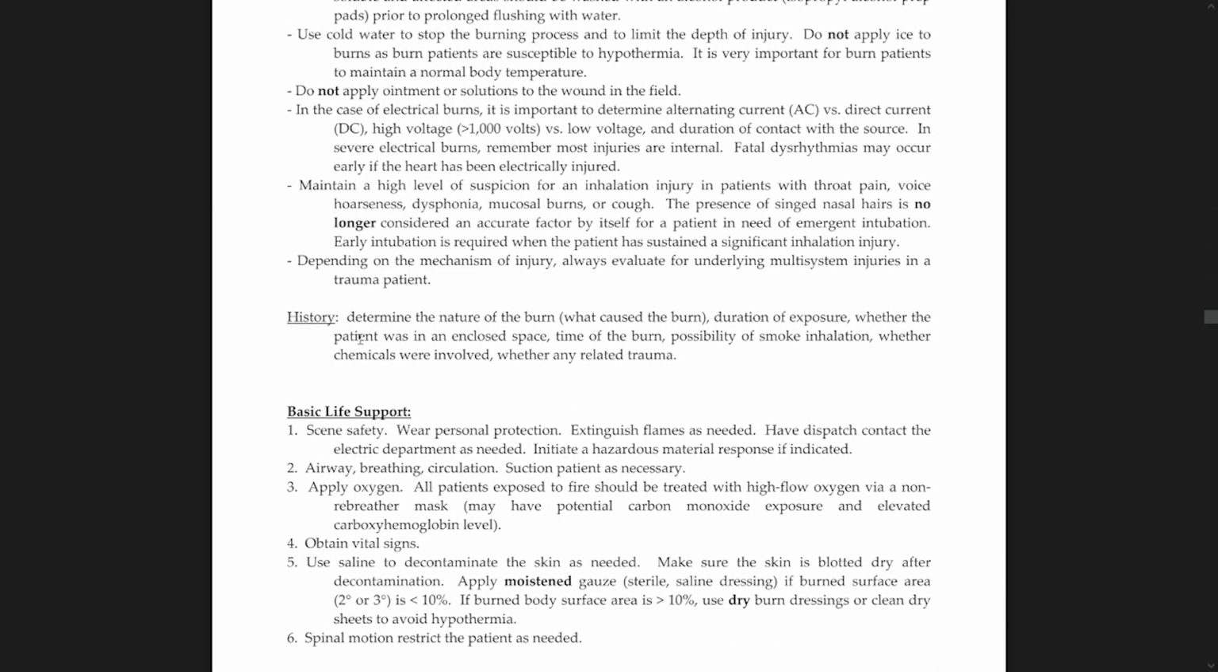Maintain a high level of suspicion for an inhalation injury in patients with throat pain, voice hoarseness, dysphonia, mucosal burns, or cough. The presence of singed nasal hairs is no longer considered an accurate factor by itself for a patient in need of emergent intubation. Early intubation is required when the patient has sustained a significant inhalation injury. Depending on the mechanism of injury, always evaluate for underlying multisystem injuries in a trauma patient.